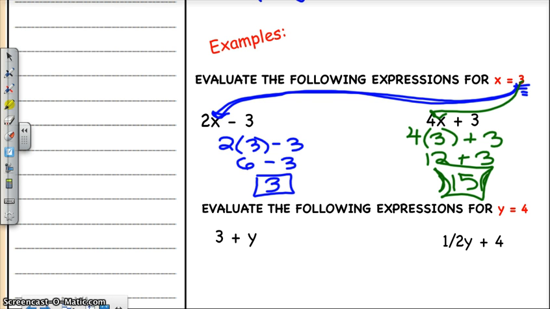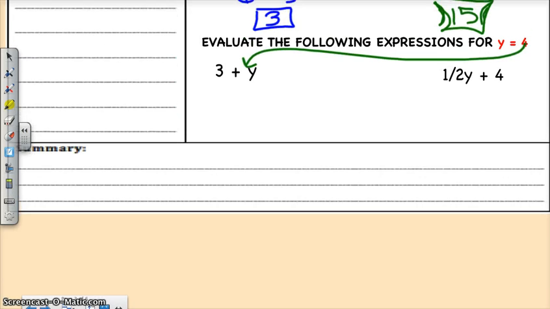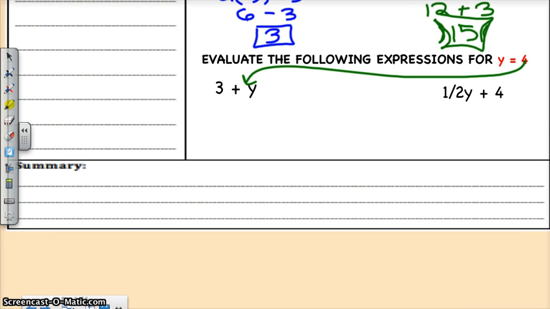All right, and the next one, we are evaluating for y is equal to 4. So this 4 is going to the y. So now I want to write 3 plus 4 instead of 3 plus y. 3 plus 4 is 7.